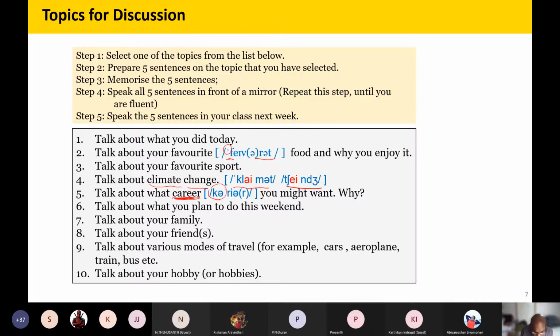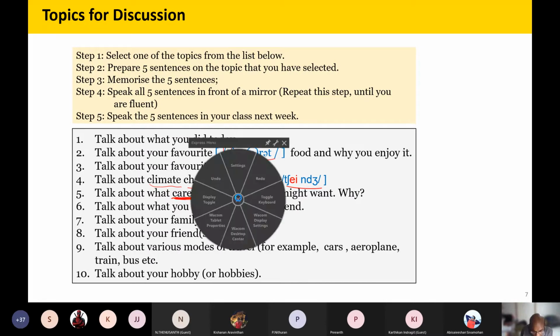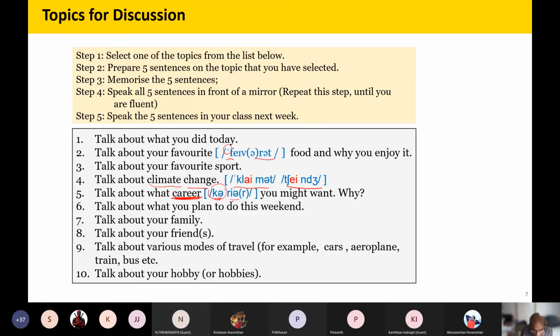Don't look at this one. If you read this one, that's wrong. That's the way the spellings are, but the pronunciation is career. Say it again. Career. Yeah.